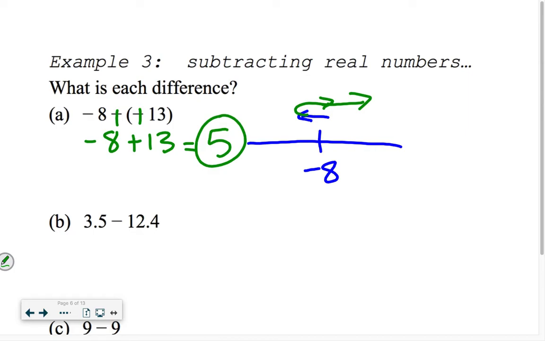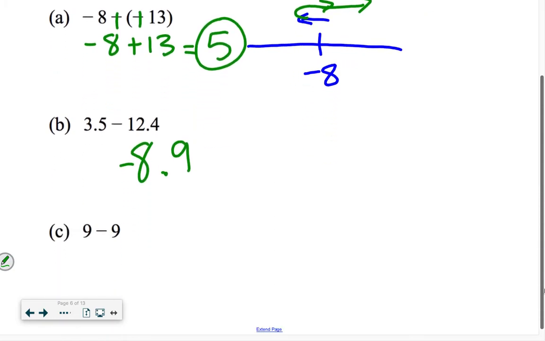3.5 minus 12.4, opposite values. So we're going to subtract, should get 8.9, and the bigger number is negative. And the last one, really easy, 9 minus 9, you should all know, is 0.